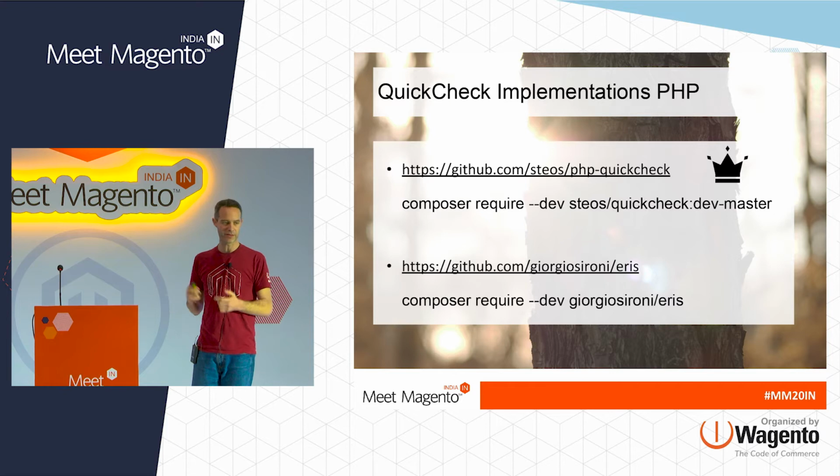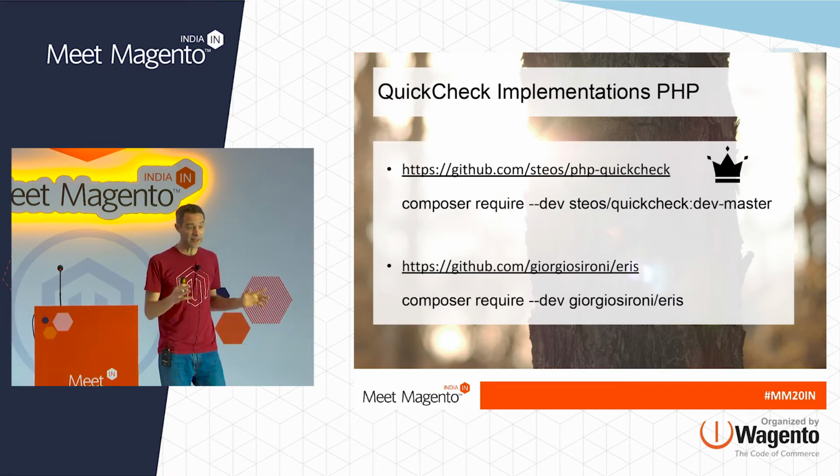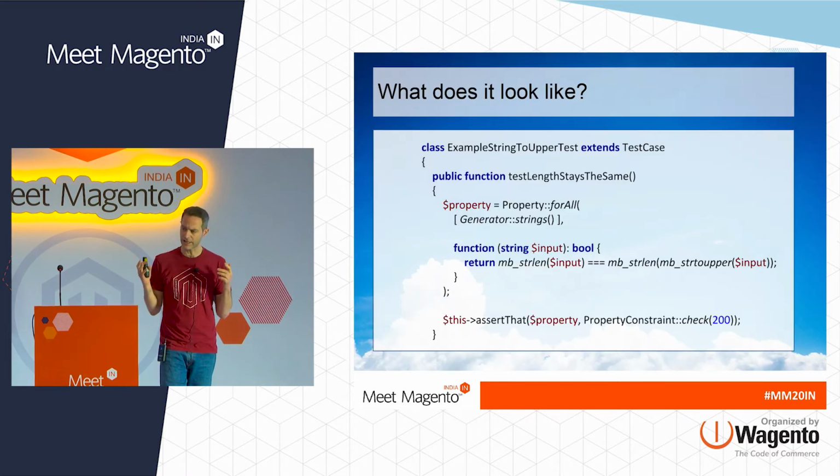I really recommend using this. And I also based all the examples in the slides on PHP QuickCheck. That said, Eris also is a really nice library, and if you have speed issues, maybe it's good enough. You could try this. Okay, so how does it actually look? Let's look at some code.